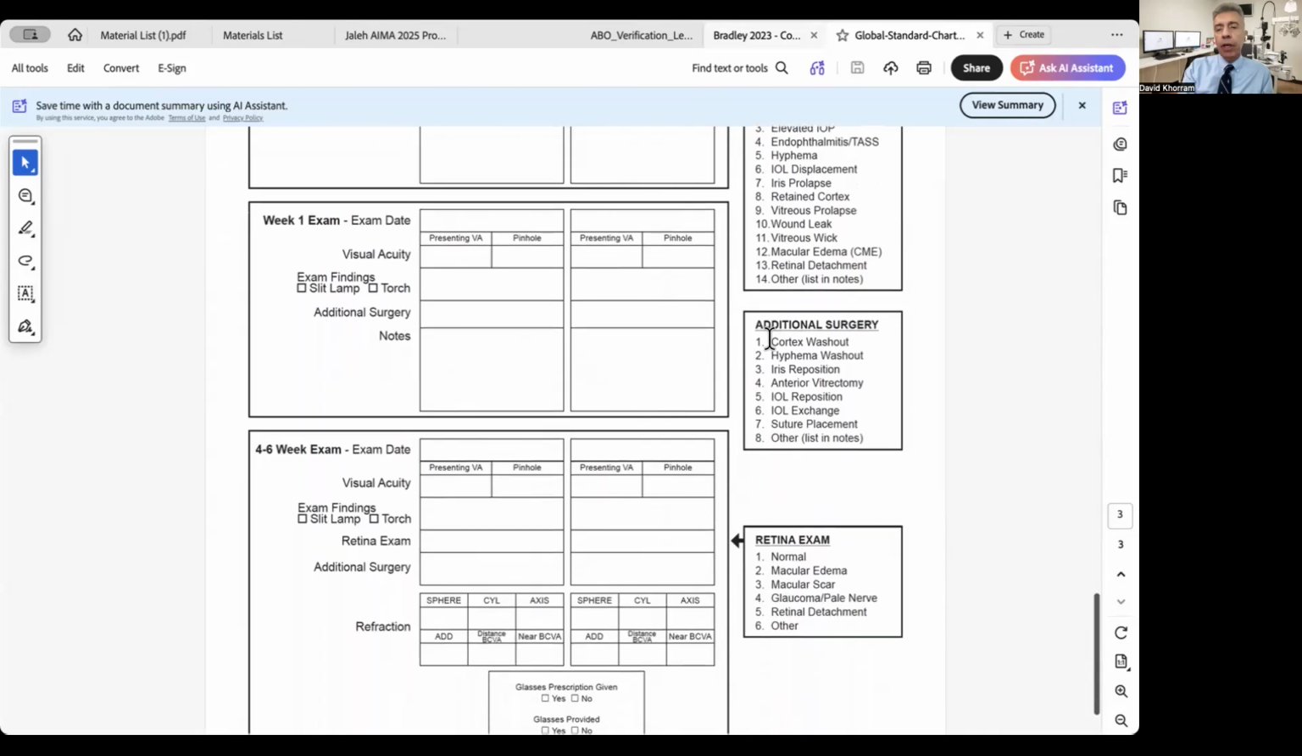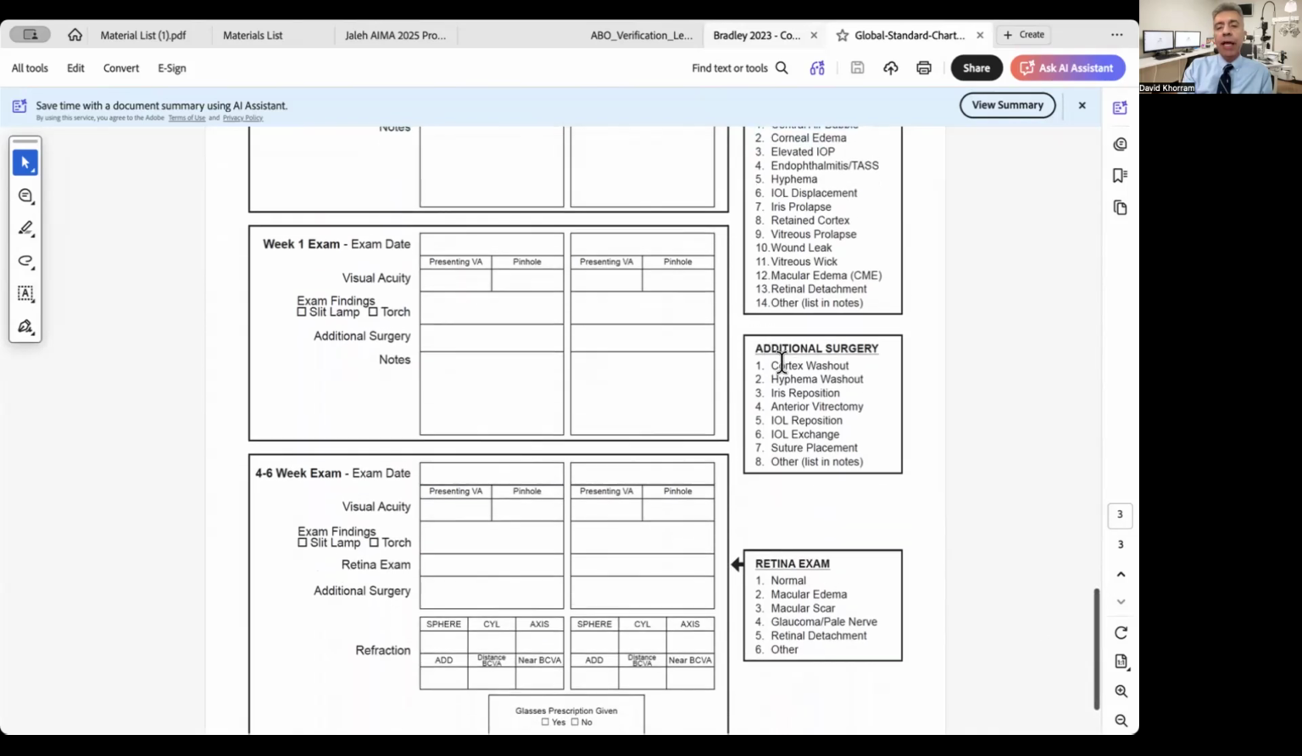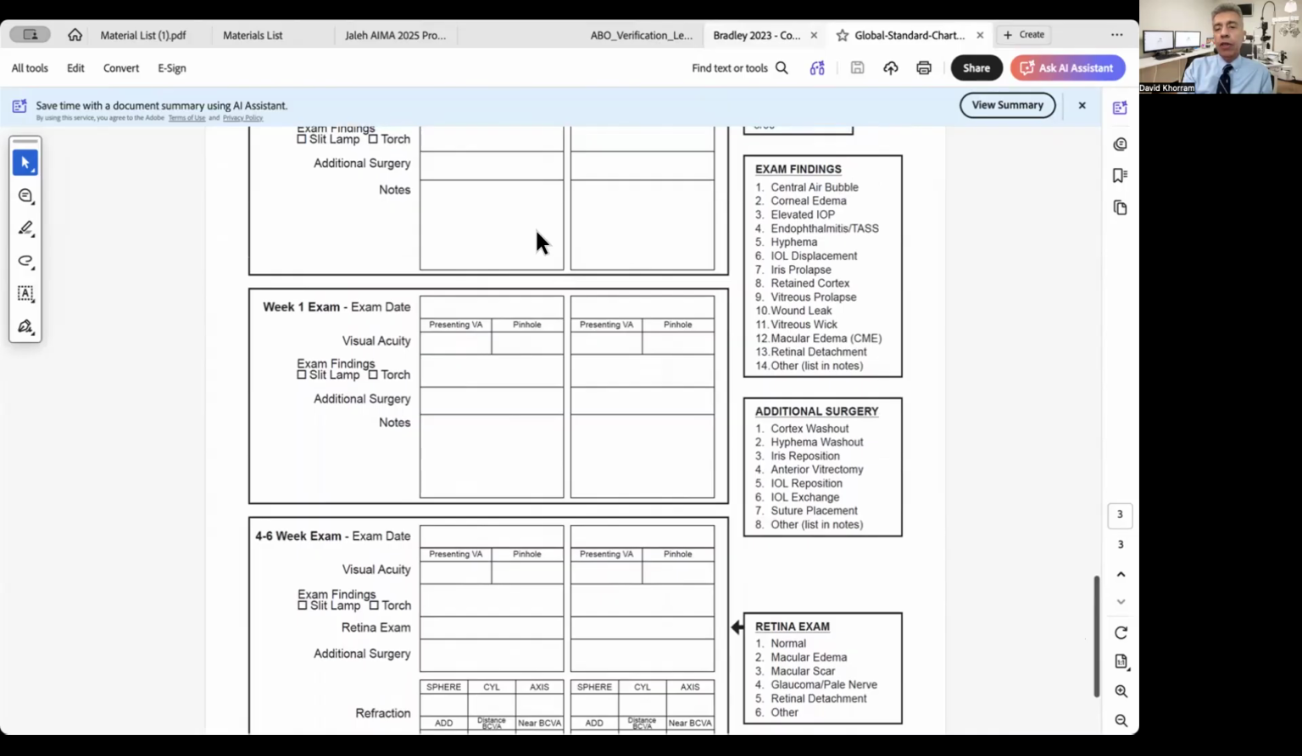So that's it. And if there's additional surgery planned, you can also indicate in the notes number 1, cortical washout, number 2, hyphema washout, whatever that corresponding number is. Sorry, that would go here with additional surgery.